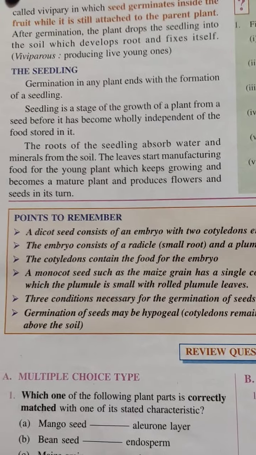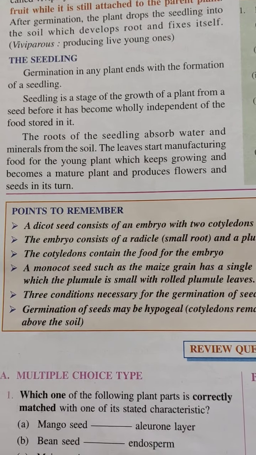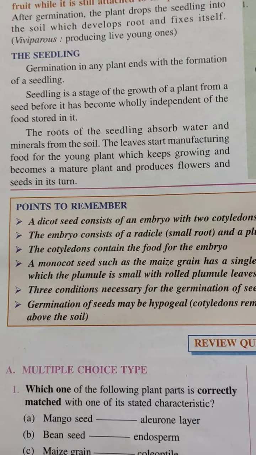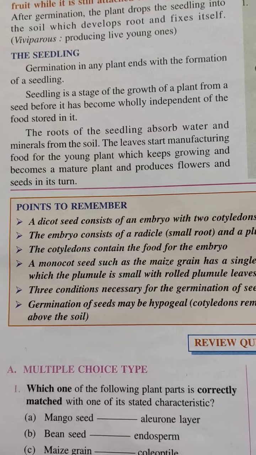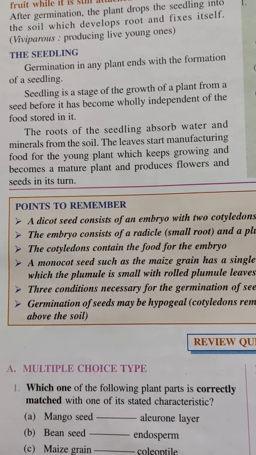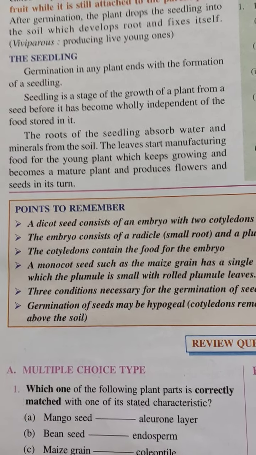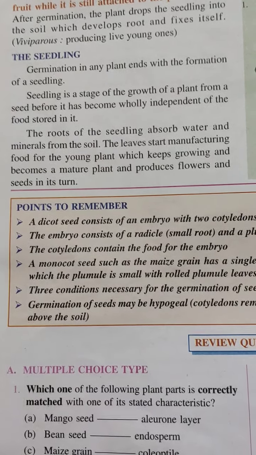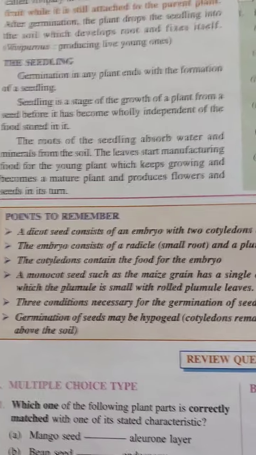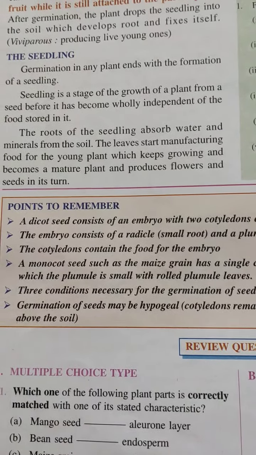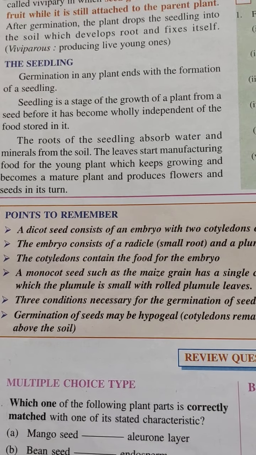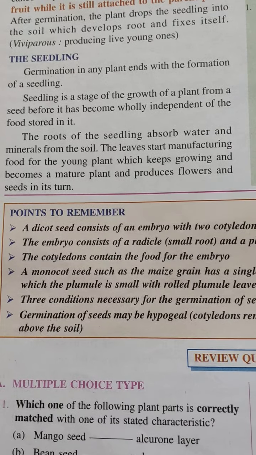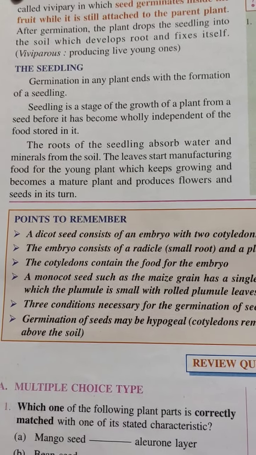The roots of the seedling absorb water and minerals from the soil. The leaves start manufacturing food for the young plant, which keeps growing and becomes a mature plant and produces flowers and seeds in its turn. So here we need to learn the definition of seedling. Clear? I hope this chapter is very clear to you, because it's a very small chapter, but the structures, the diagrams, and the differences are important from this chapter.